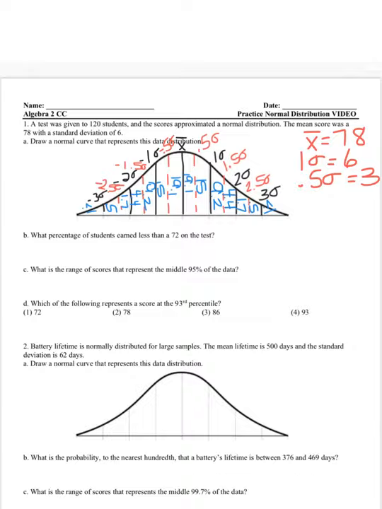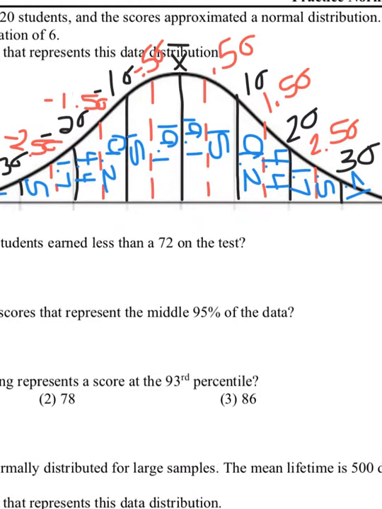So what that means, your mean, we just said, is 78. To go 0.5 standard deviations positive, you are taking 78 and adding whatever half of a standard deviation is for this specific question. So you're going to do 78 plus 3 is 81. Plus 3 is 84. Plus 3 is 87.